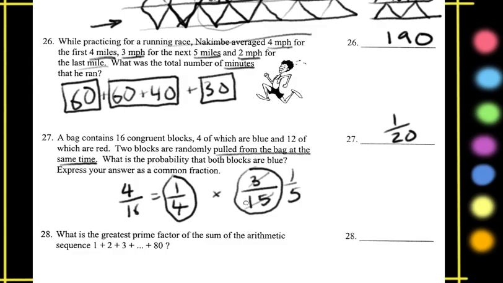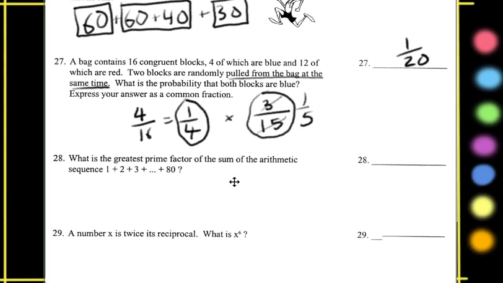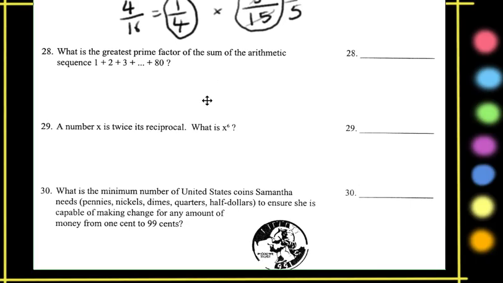All right, what is the greatest prime factor of the sum of the arithmetic sequence 1 plus 2 plus 3, all the way up to 80? So this is going to be quicker if you know the trick for adding these sequences, basically where you take the first one and the last one, and you add those up, and then you take the second one and the second to last one and add those up, and you just pair them up like that until you get all of them paired up.